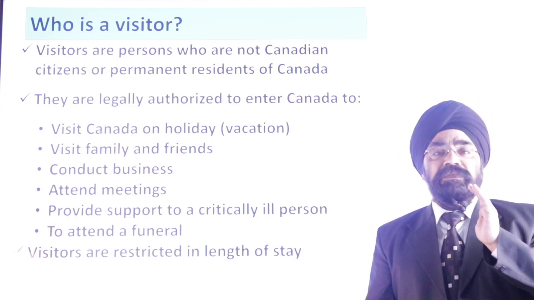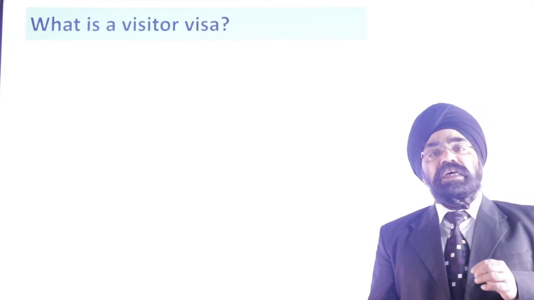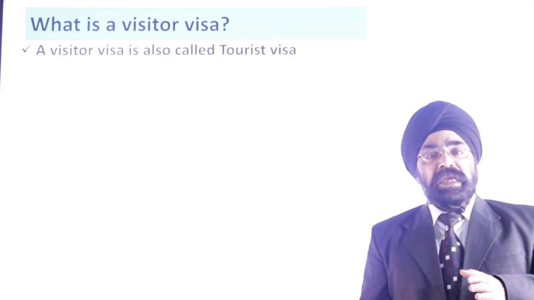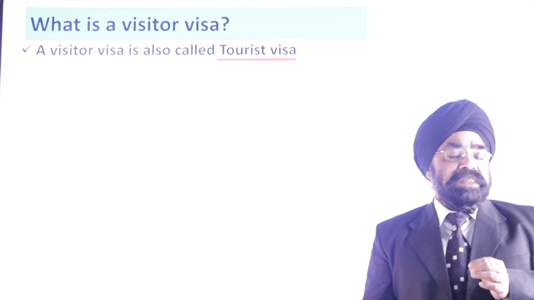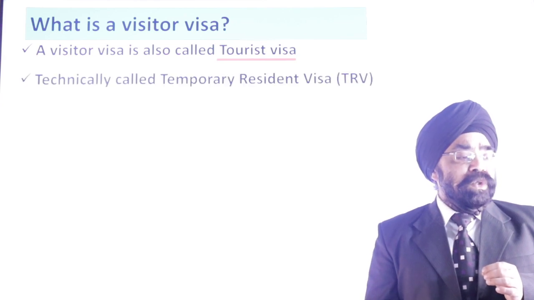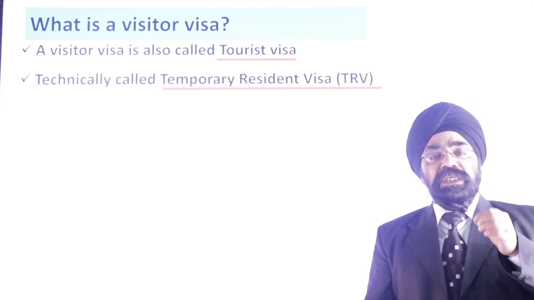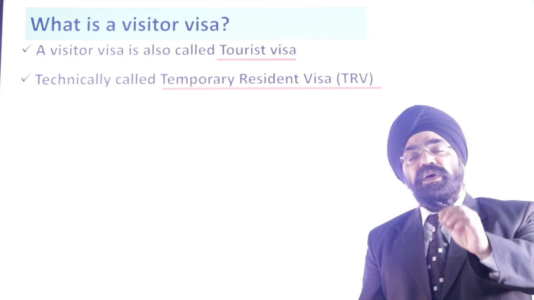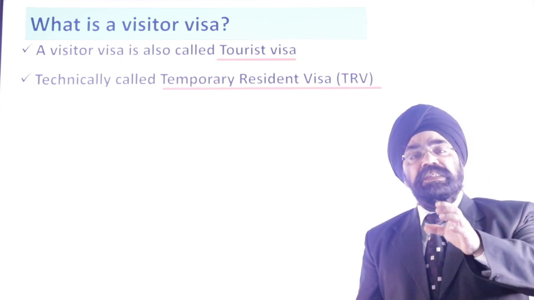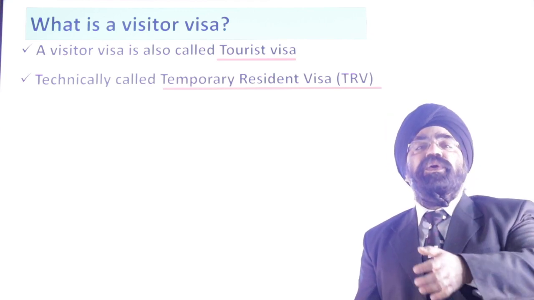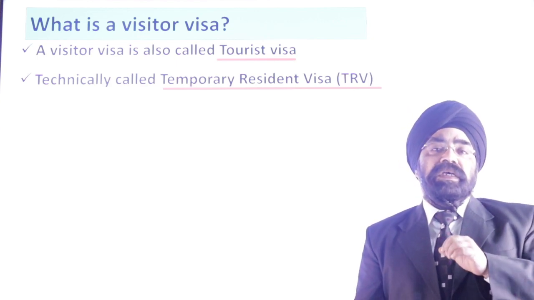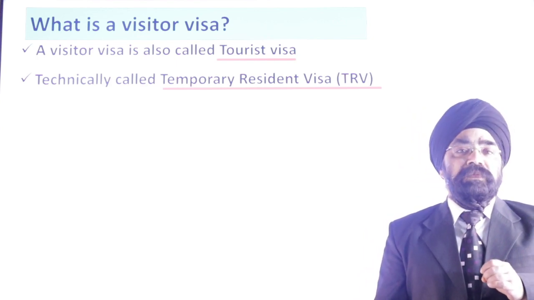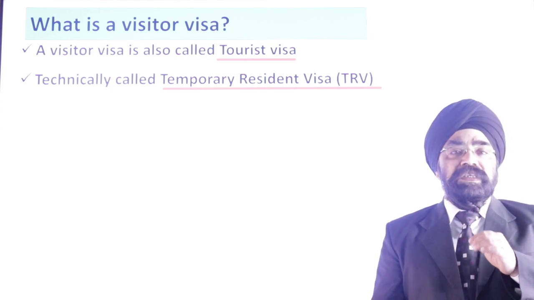Now that you know who is a visitor, let's look at what is a visitor visa. A visitor visa is also called a tourist visa. But technically speaking, a visitor visa is called a temporary resident visa, which is TRV, right? TRV is basically an official document which is stuck onto your passport. What we call a stamp. So the visa is stamped on your passport. It is kind of a sticker put on your passport. That is the official document provided by the Canadian government and the visa office.